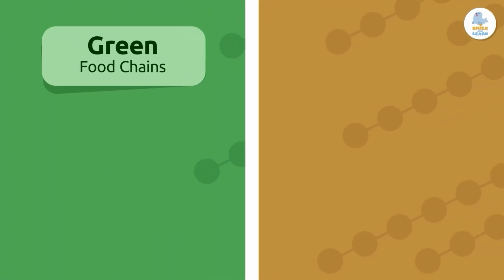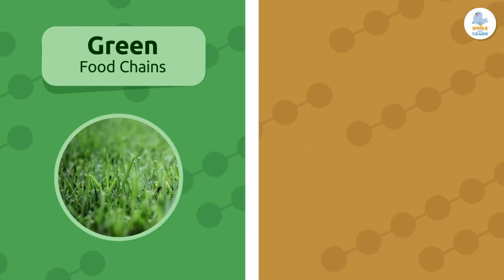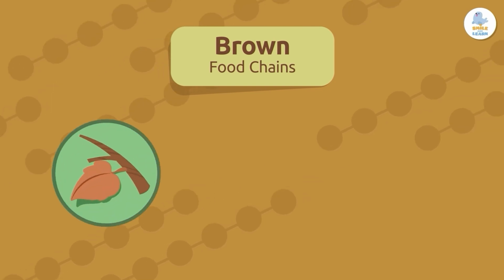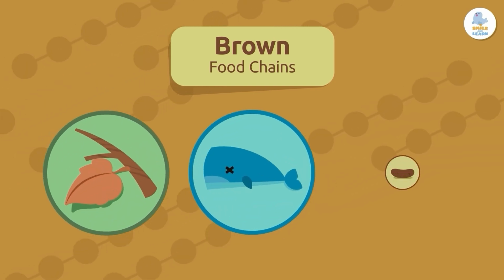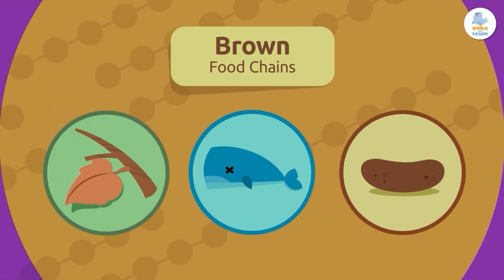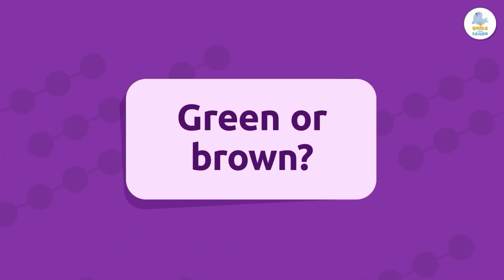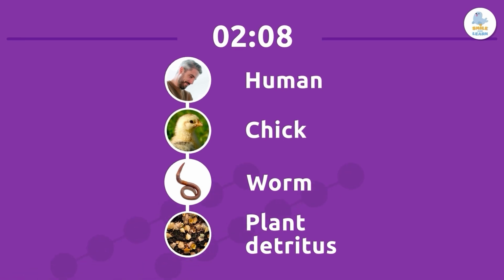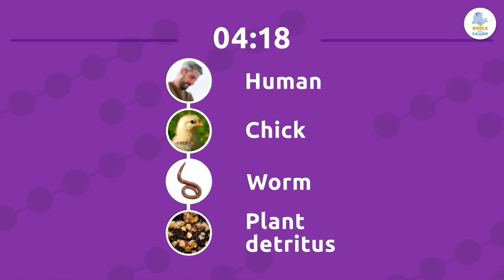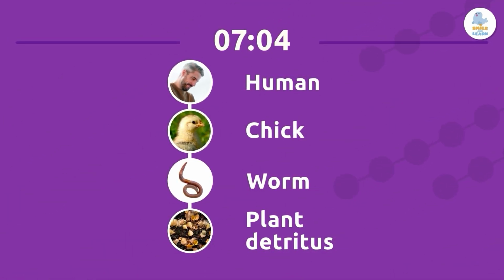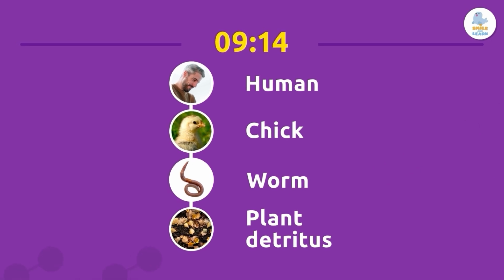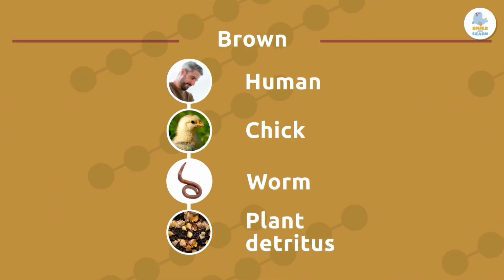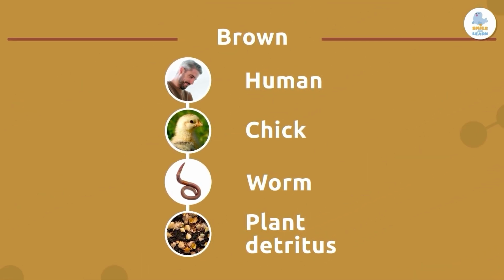Remember that green food chains start with living plants and brown food chains start with dead stuff, such as plant remains, animal remains, or even poop. Green or brown? Brown, because it starts with plant remains. Dead stuff. On to the next one.